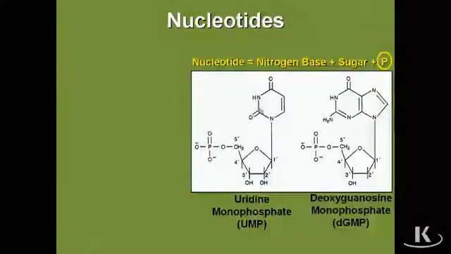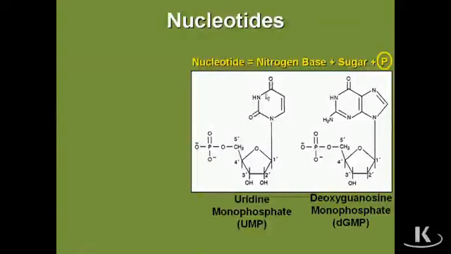Short name, big structure. How did we know this was uracil? Do we see an N poking off? No, we don't. Do we see a methyl group poking off? No, we don't. So it has to be uracil. So uracil attached to a ribose sugar is called uridine.